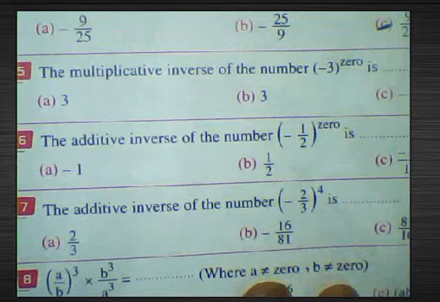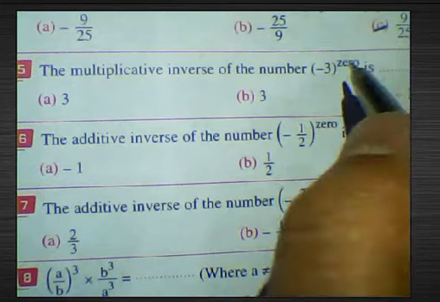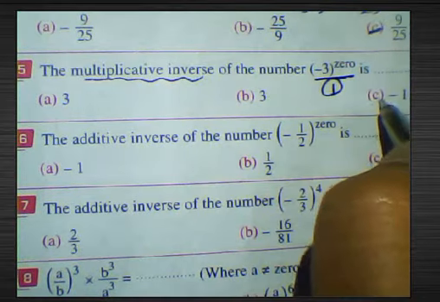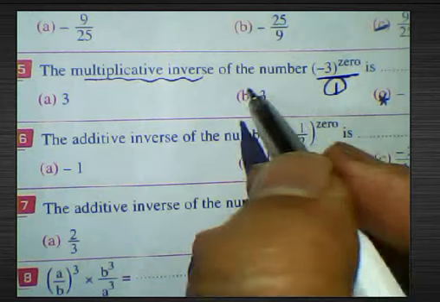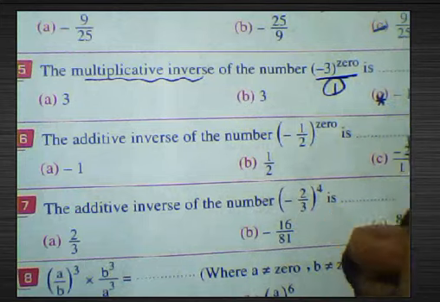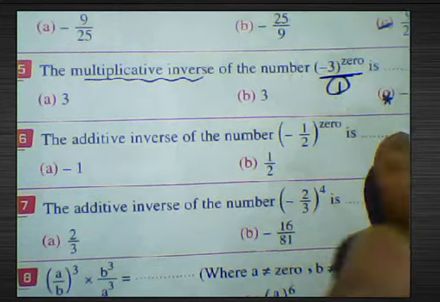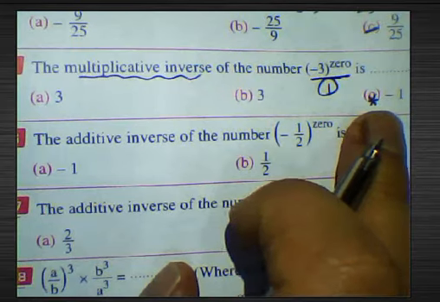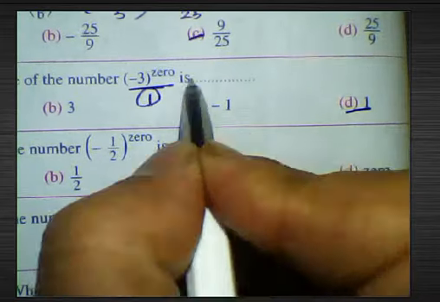Question number 5. The multiplicative inverse of the number -3 power 0 equal what? We know -3 power 0 equal 1. And the multiplicative inverse of 1, it will be -1. No, we can cancel this. He asked about multiplicative inverse. What about -1? -1 is additive inverse. So we can solve letter C, but you must choose letter D about this example.